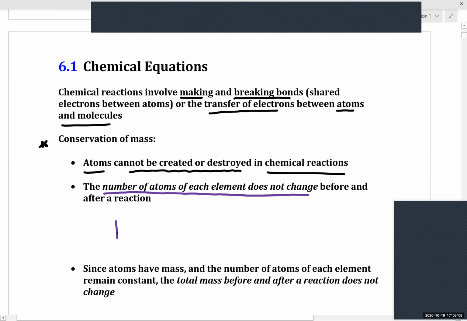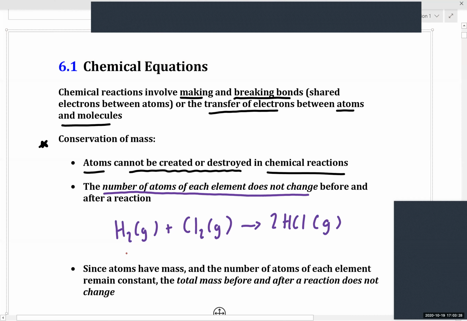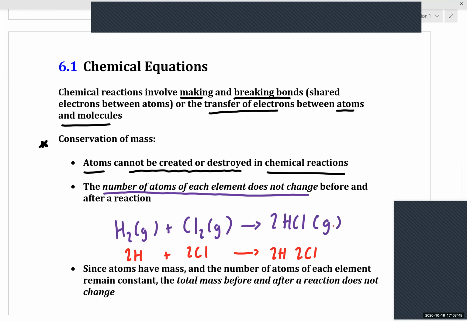So for example, if you have hydrogen gas reacting with chlorine gas, to make two molecules of hydrochloric acid. Don't worry about the state symbols for now. As we notice in this reaction, we have two hydrogens and two chlorines on our reactant side, and we generate products containing two hydrogen and two chlorine atoms. So as we can see, in all chemical reactions, the number of atoms of each element does not change before or after a reaction.